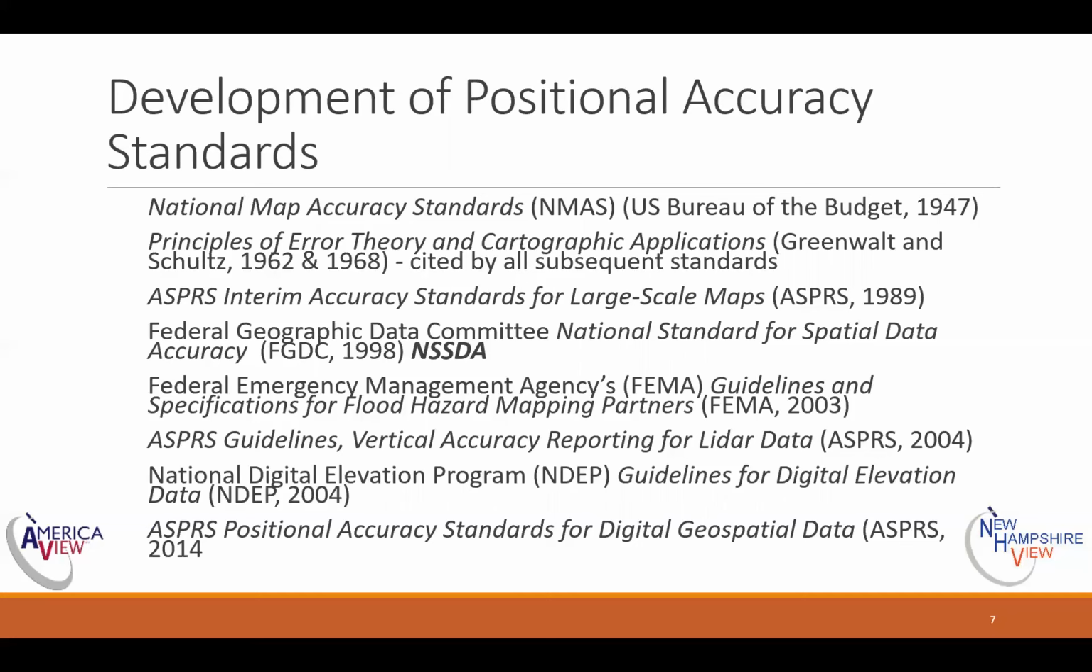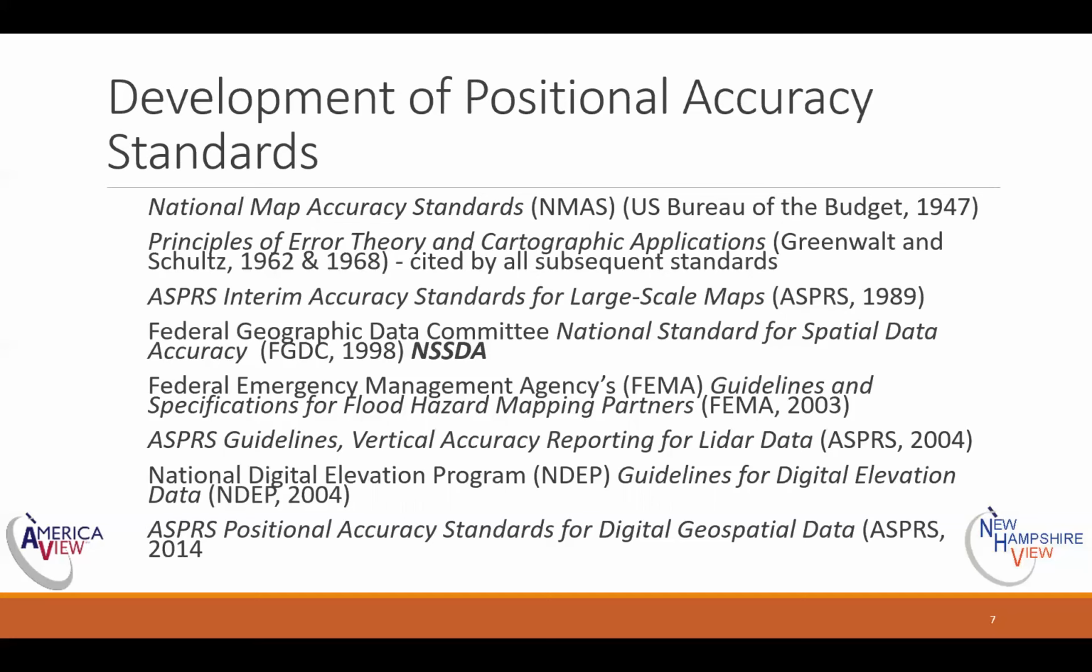Okay, and then along came two gentlemen that worked for the federal government, Greenwald and Schultz, both in 1962 and then again in 1968. They published these government documents called Principles of Error Theory and Cartographic Applications. And this is where a lot of these standards came into place. This idea of these measurements, the use of root mean square error, all kinds of things related to positional accuracy. And every other standard since that time has used the information from the Greenwald and Schultz publications. And so it's been cited in all subsequent standards.